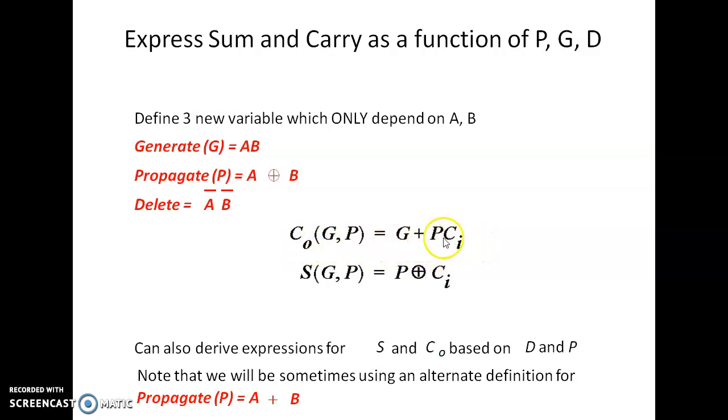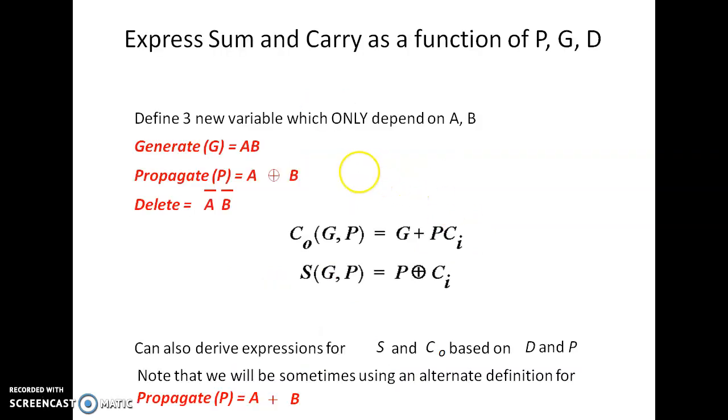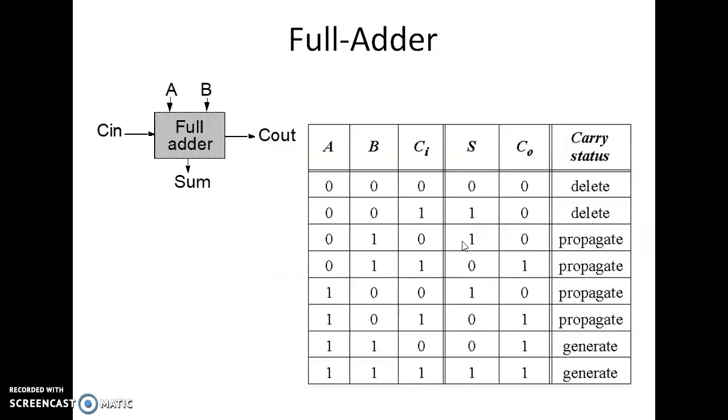So G plus PCI, this is G OR P dot CI. So let us go back. So here C naught is equal to G plus PCI. So we'll analyze. C naught is equal to G plus PCI. That means either carry will be generated. Carry will be generated means carry will be 1.